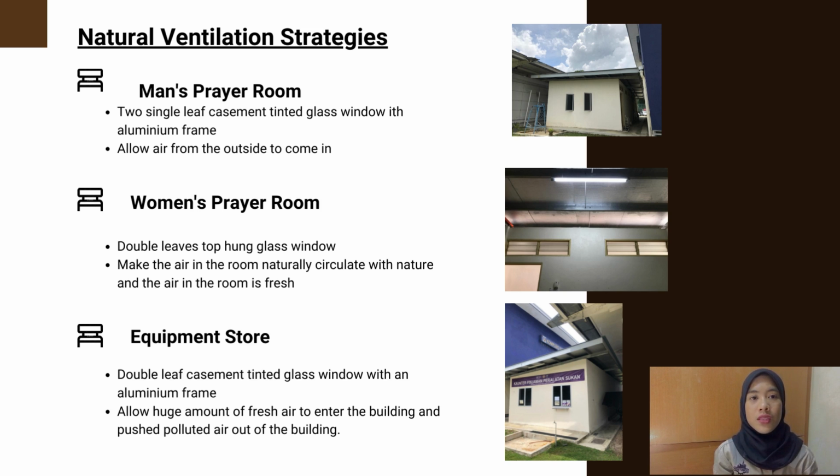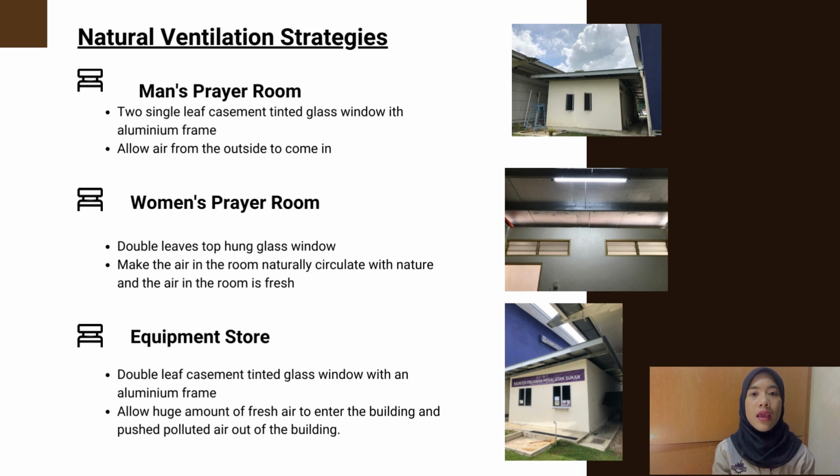Two single-leaf casement tinted glass windows with aluminium frames and two double-leaf top-hung glass windows are used in the men's prayer room. These casement tinted glass windows and top-hung glass windows are able to allow air from outside to come in. Meanwhile, in the women's prayer room, only two double-leaf top-hung glass windows are used, as opening from the upper side is the way to open a top-hung window.